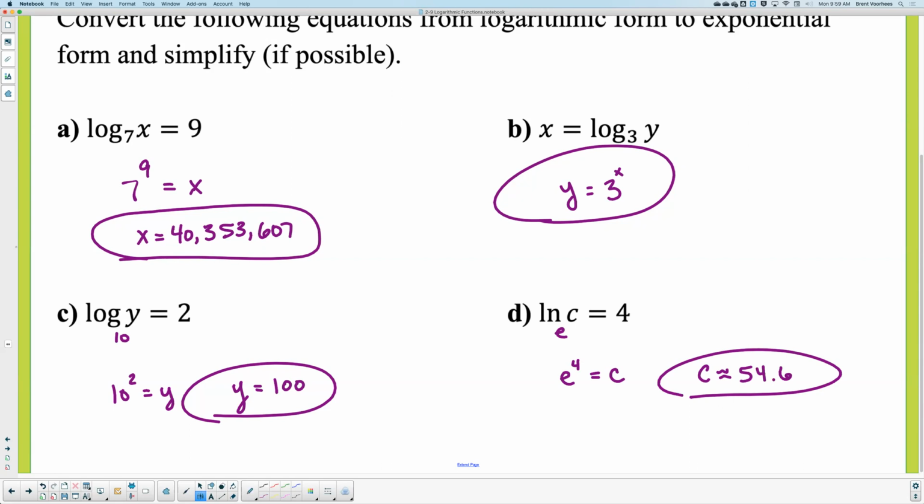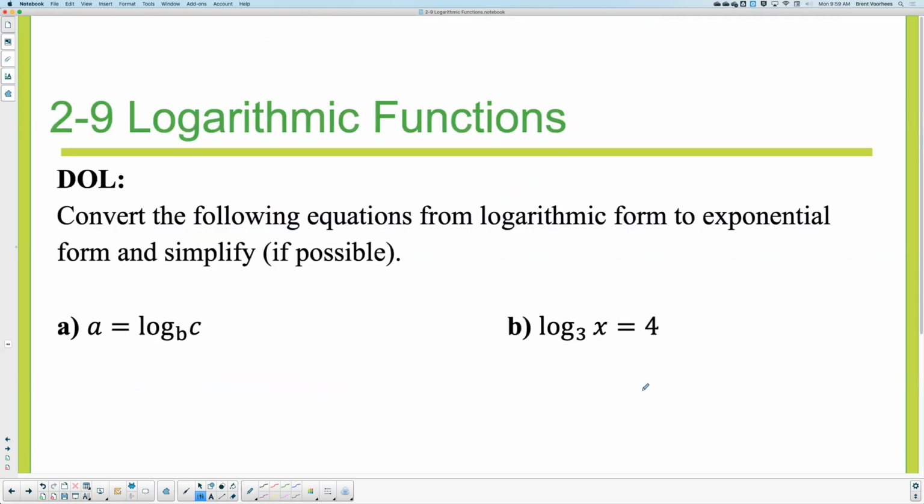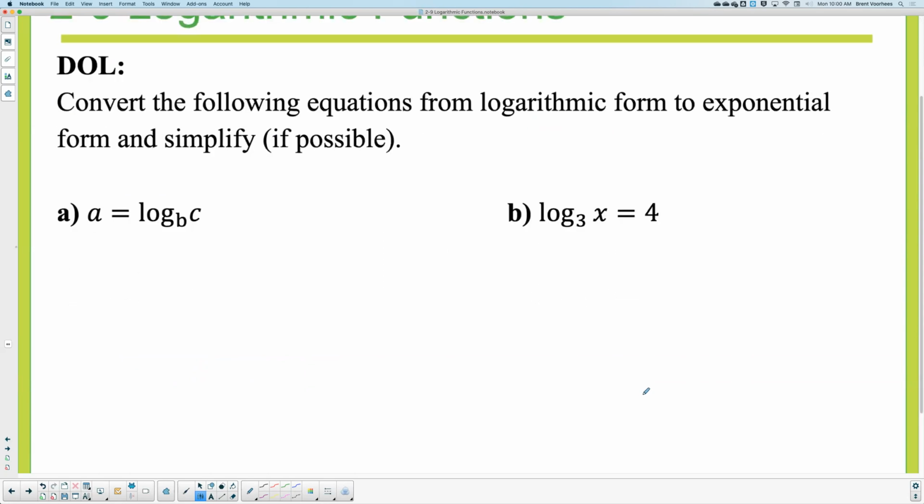Which brings us to our next DOL. I'll let you convert these two and simplify if possible.